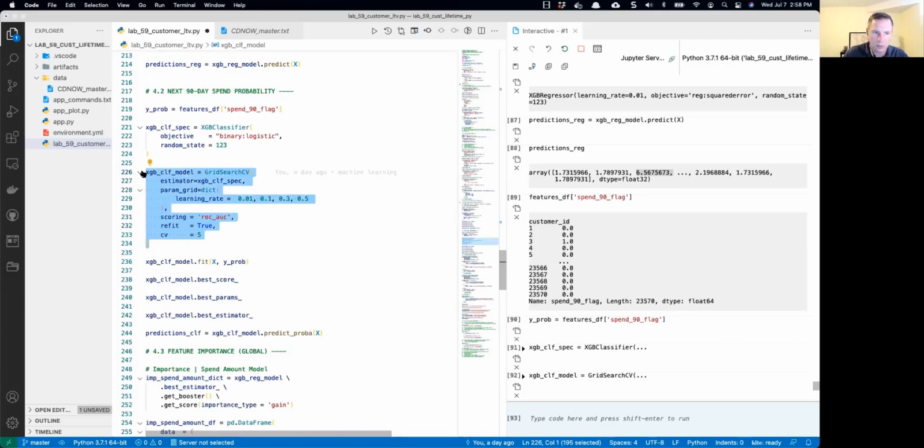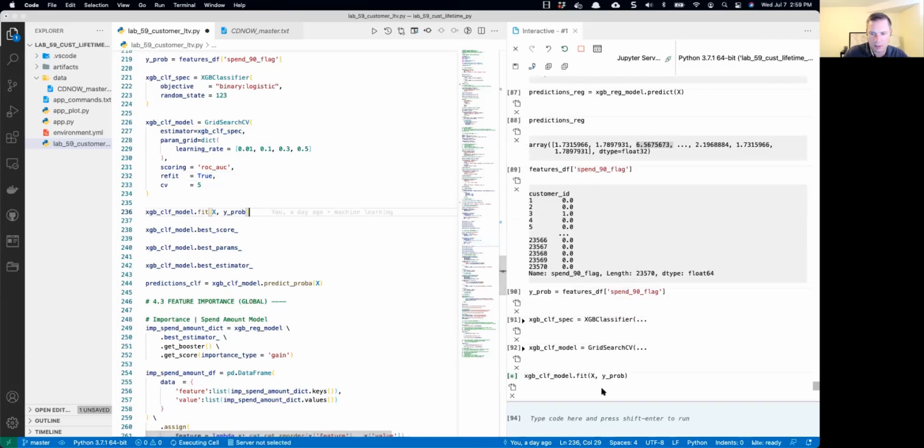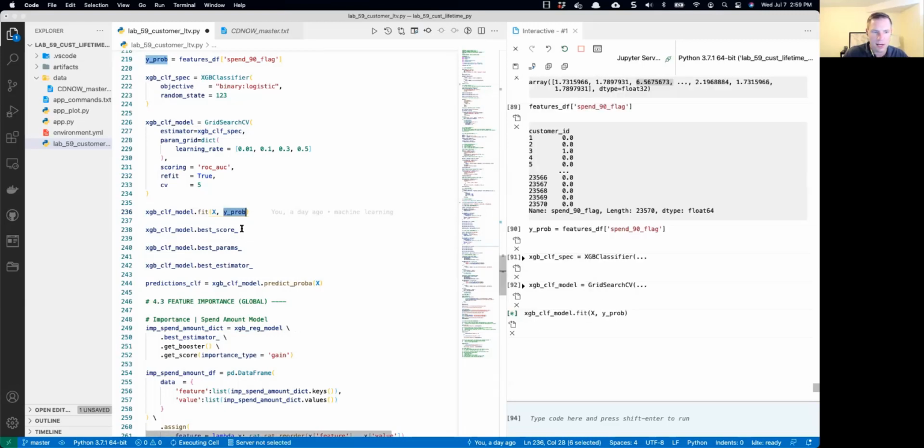It will take a second to run, but it's basically doing the same process now for a classification problem. And what it's going to do here, let me fit it. This is the part that takes a little while. The key difference here is our feature set stays the same, but we're now looking at the Y probability, so the zeros and ones. So it should finish up here in a second, and again, we'll be able to go through the best score, best parameters, and so on.